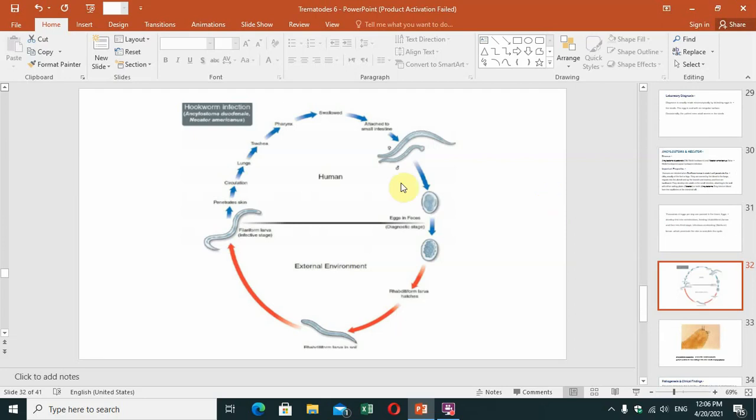Life cycle of Necator americanus and Ancylostoma. You see the filariform larva, which is the infective stage, penetrates the human skin and circulates to reach the lungs, the trachea, pharynx, and is swallowed again to reach the small intestine as mature male and female. Then the fertilized egg will occur.